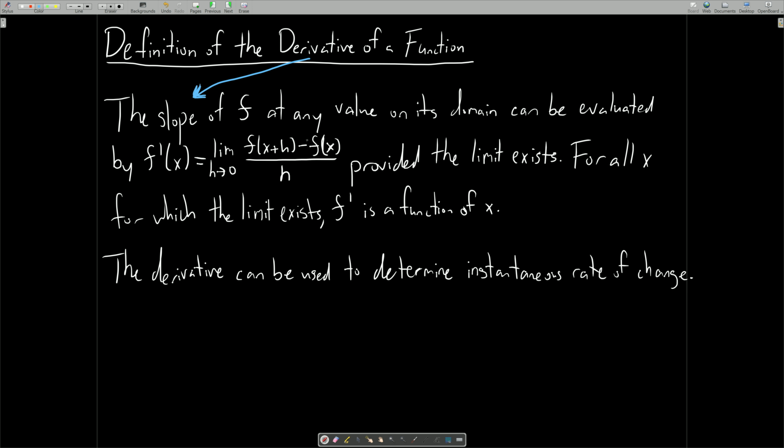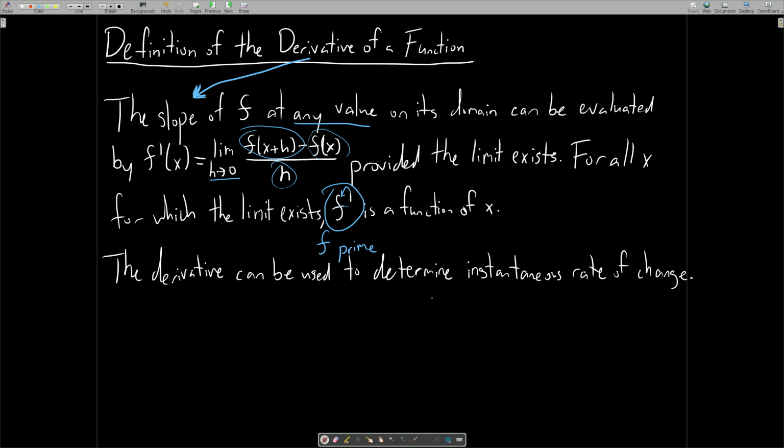So the slope of f at any value on its domain can be evaluated by the limit as h approaches 0 of f of x plus h minus f of x all over h, provided the limit exists. For all x for which the limit exists, f prime is a function of x. When you have a tick mark right here, this is read as f prime, and it means the derivative of f.